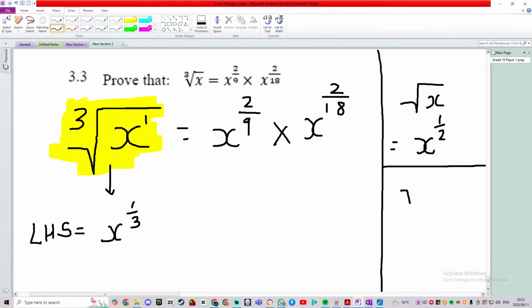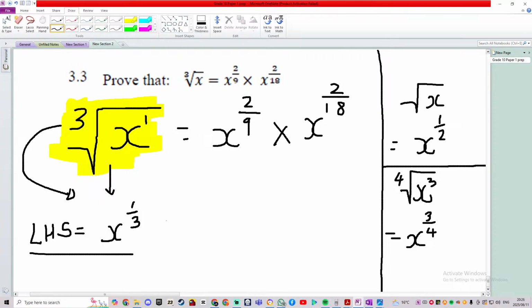So if I have, example, the 4th root of x to the power of 3, there's a rule that says you write it as an exponent, 3 over 4. There's that rule there. Okay, get back to this. That is why I'm rewriting it like that. Okay, that is my left hand side.